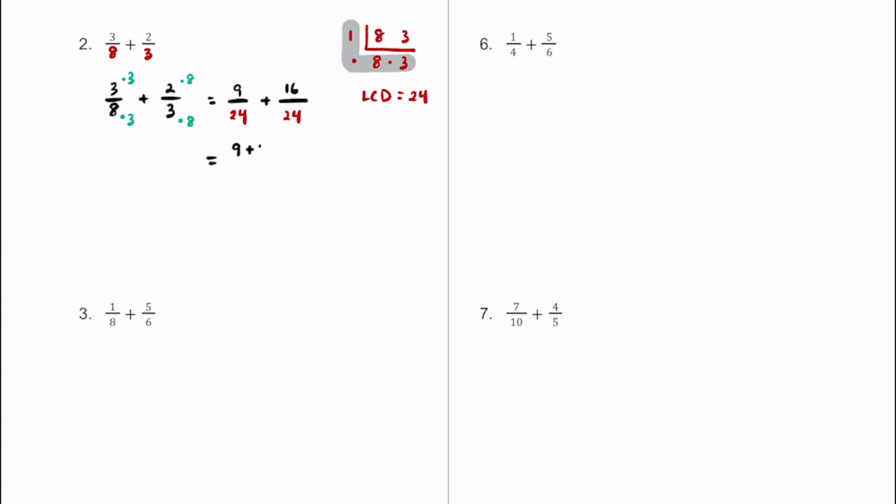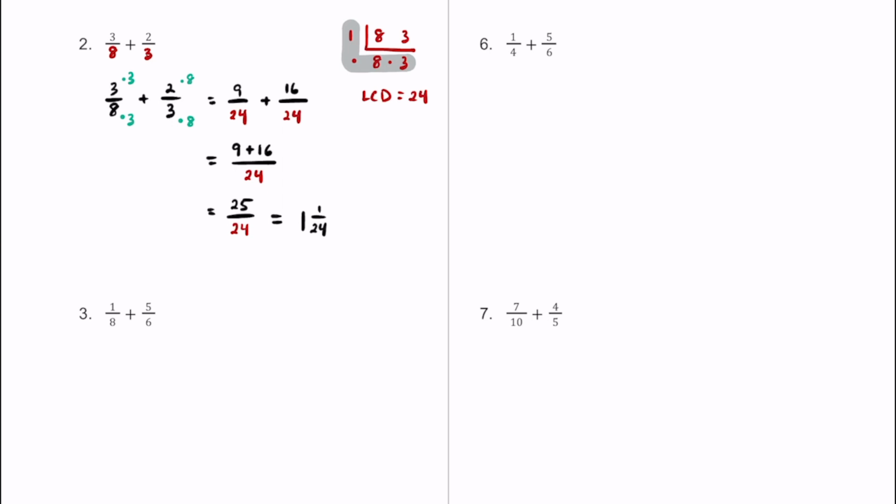So we're just going to go ahead and add 9 plus 16 since they have the same denominator and keep that over 24. 9 plus 16 is 25, so I believe we're going to have 25 over 24. That's going to be our final answer as an improper fraction. As a mixed number, we can also say this is 1 and 1/24. So either one of these answers are good.